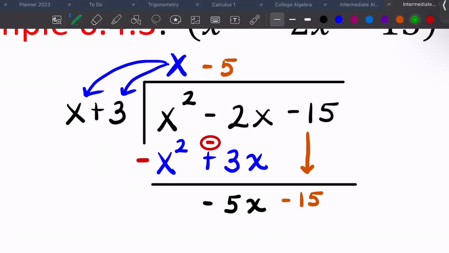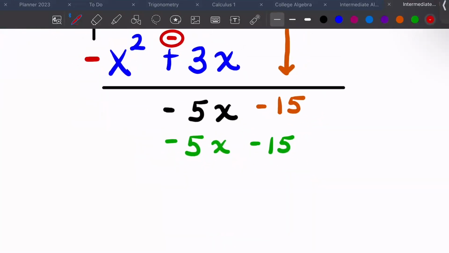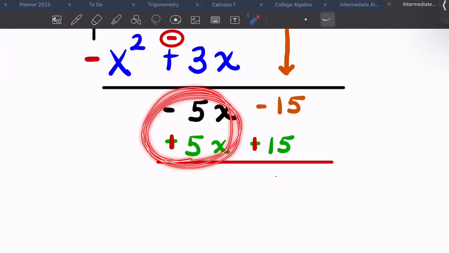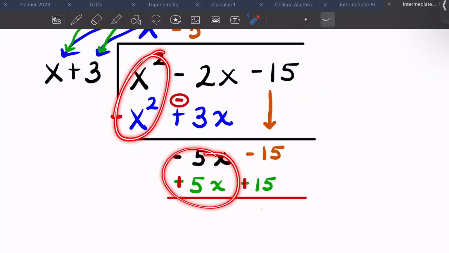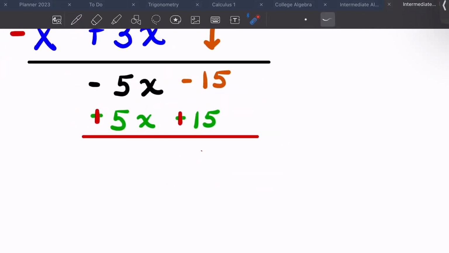Because remember, I want them to match. Then you're going to multiply. Negative 5 times x is negative 5x. Remember that they should match. Minus 15. Now I'm going to go in and change my signs to positive and positive. Well, when I did that, I'm left with negative 5x plus 5x is 0. That should happen no matter what, right? Because that's the same thing as this. And then negative 15 plus 15 is also 0. So that would be your remainder.